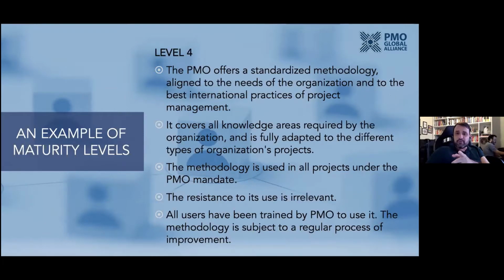You can see that level 4 now, look the first item. The PMO now offers a standardized methodology aligned to the needs of the organization and to the best international practices of project management. It covers all knowledge areas required by the organization, and it's fully adapted to the different types of organizations' projects. The methodology is used in all projects under the PMO mandate. The resistance to its use is irrelevant, and all users have been trained by the PMO to use it. The methodology is subject to a regular process of improvement.